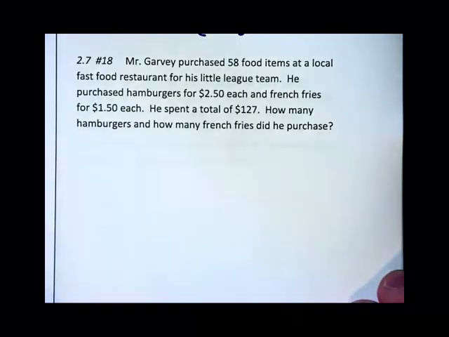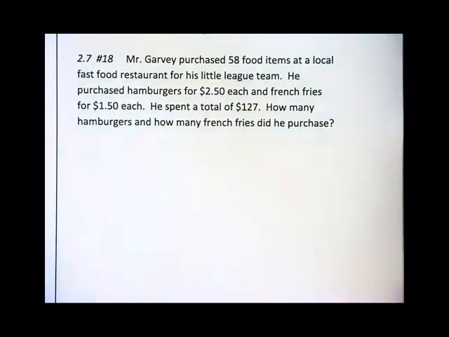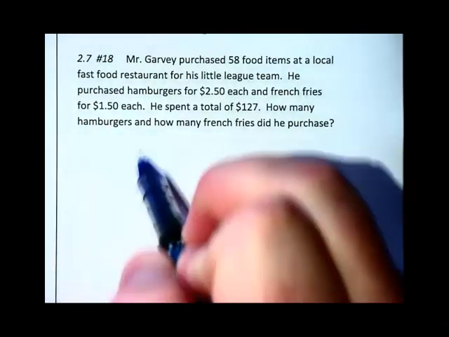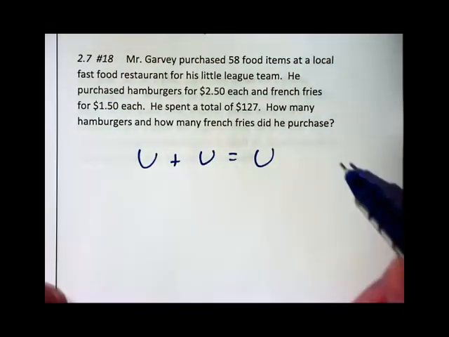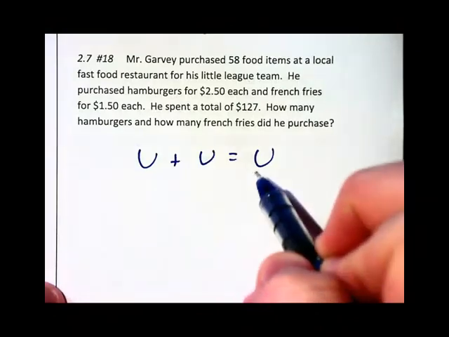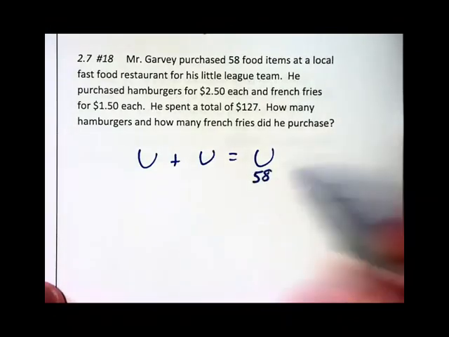Mr. Garvey purchased 58 food items at a local fast food restaurant. Some are French fries, some are hamburgers. Here's the total amount spent. So here we go. Buckets of food, we'll say. We've got 58 items. That's the total number of items over there on the far right.